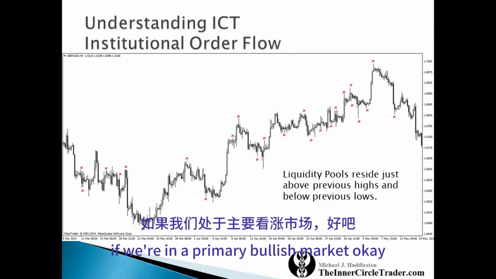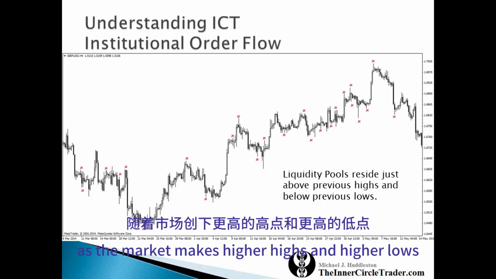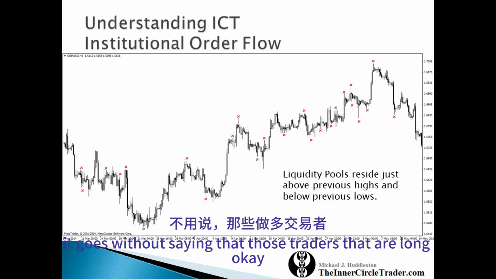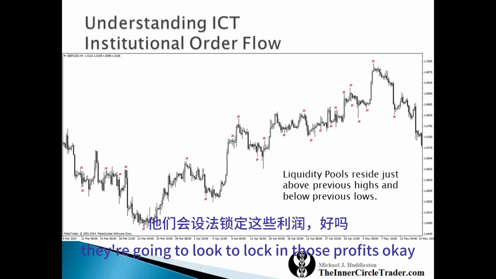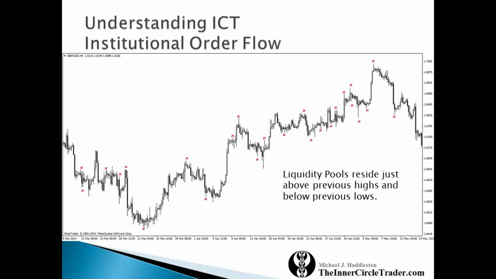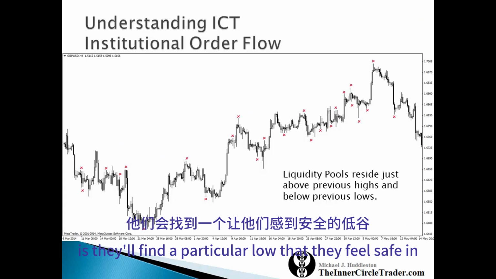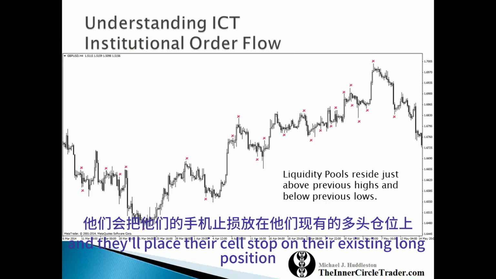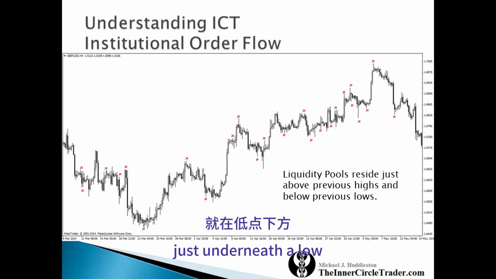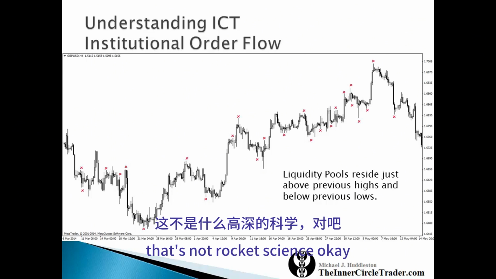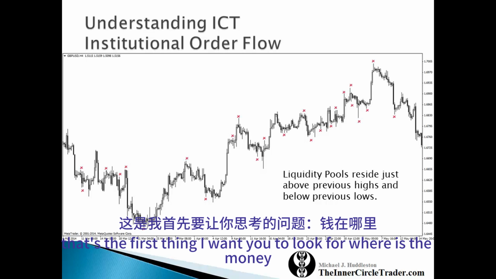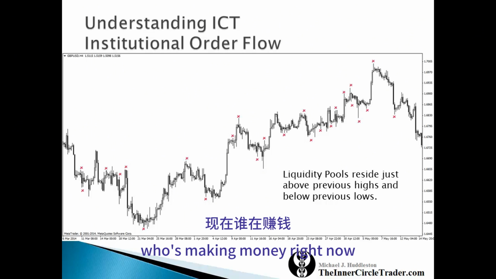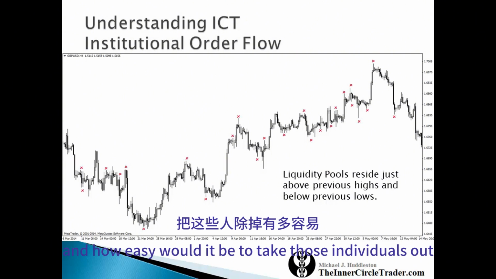If we're in a primary bullish market, as the market makes higher highs and higher lows, it goes without saying that those traders that are long, and potentially profitable in the position, are going to look to lock in those profits. And what will happen is they'll find a particular low that they feel safe in, and they'll place their sell stop on their existing long position just underneath a low. That's not rocket science. When you look at the price action on any chart, that's the first thing I want you to look for. Where is the money? Who's making money right now? And how easy would it be to take those individuals out?